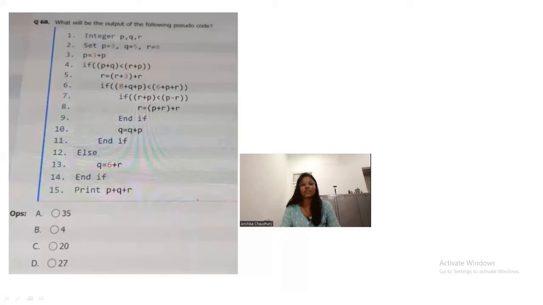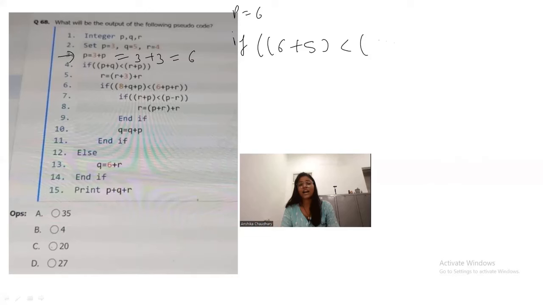So the next question is, here are some integers P, Q, R, and we are setting some values to them. All right. Now at the line number third, what do we do? 3 plus P. So P value was 3 only, so it will become 6. So this time P value is 6. All right. Now here in the if condition, we need to check for some conditions. So P plus Q, that means 6 plus Q, value was 5, is less than R plus P. So R was 4 plus P. P was 6. So 6 plus 5 will become 11 is less than 10.